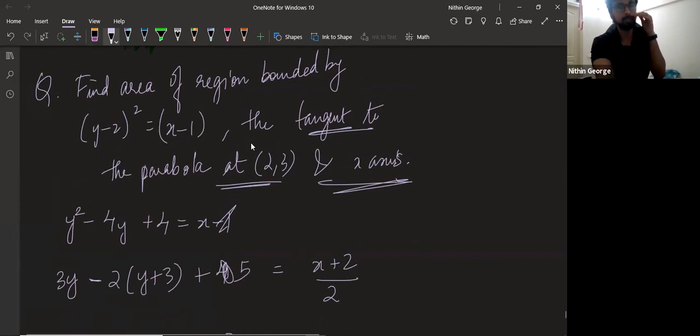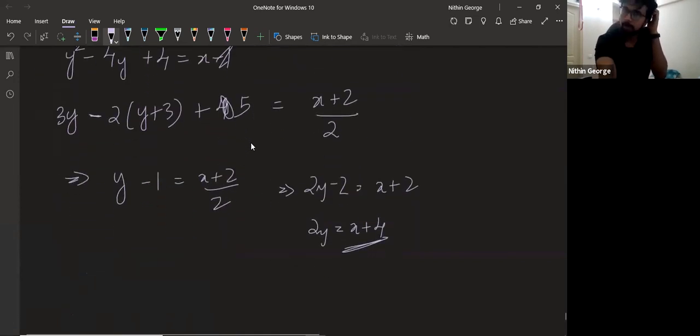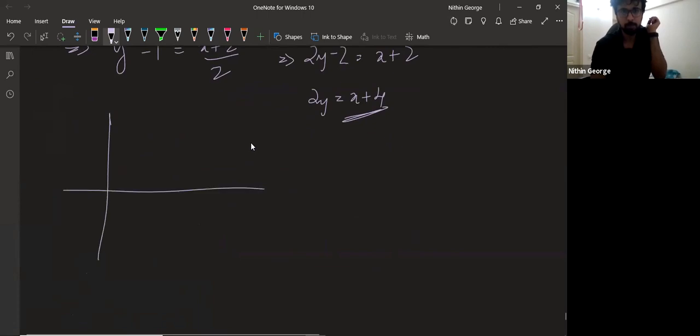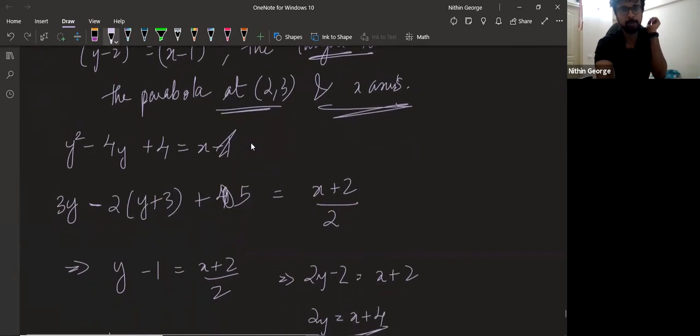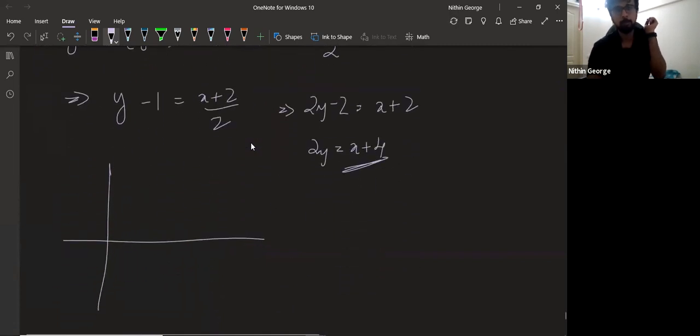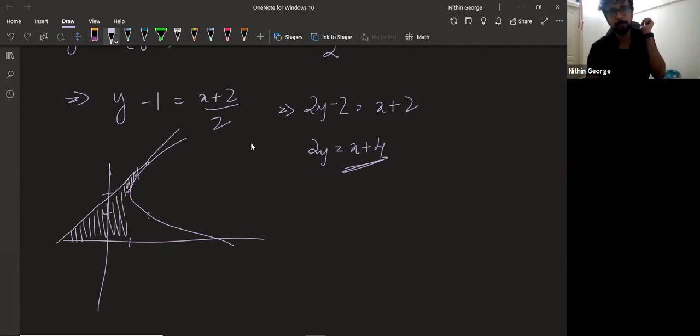Now tangent is ready. Now what do we do? We'll draw the parabola. So we have y minus 2 the whole square equal to x minus 1. So 1, 2 will be the vertex. Looks like this. Now 2, 3 is where you drew the tangent. So it will be somewhere here. You're looking for the area bounded by the tangent, the parabola, and the x-axis. This is the area I'm looking for.